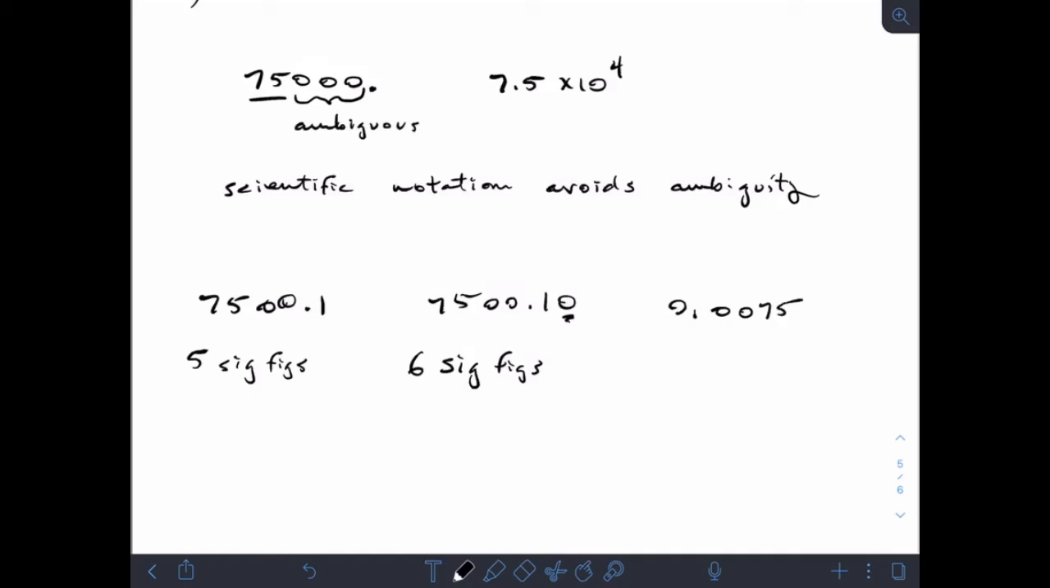0.0075. Non-zeros count. Zeros to the left, the leading zeros, never count. Okay, so these zeros to the left never count for significant digits. It only tells us where to put this decimal place. So this number only has 2 sig figs.